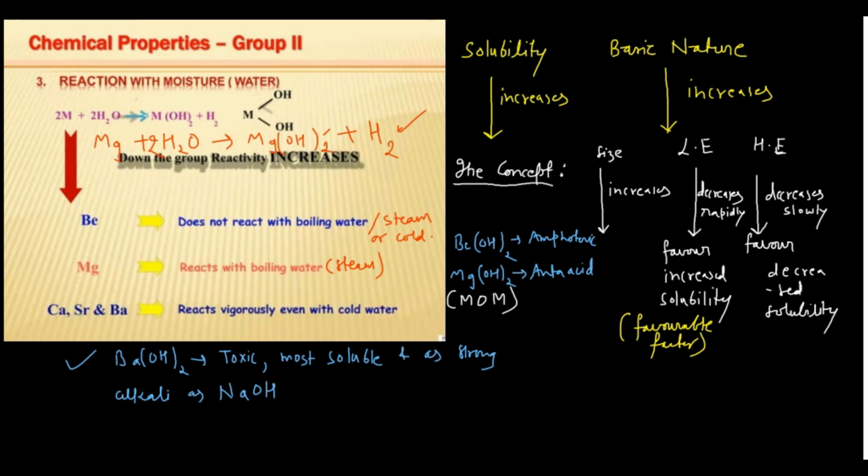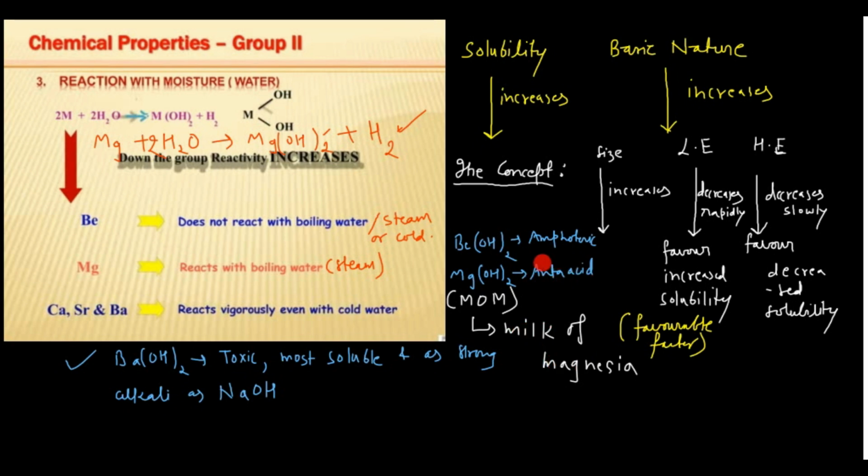Okay, and then there comes the magnesium hydroxide, which is your antacid. So that is MOM, milk of magnesia. So why the milk of magnesia? Magnesia is the trivial or the older name of magnesium, and the hydroxide of this appears like actually milk. It is white in color, so that's why the name is given milk of magnesia, and it is an antacid.